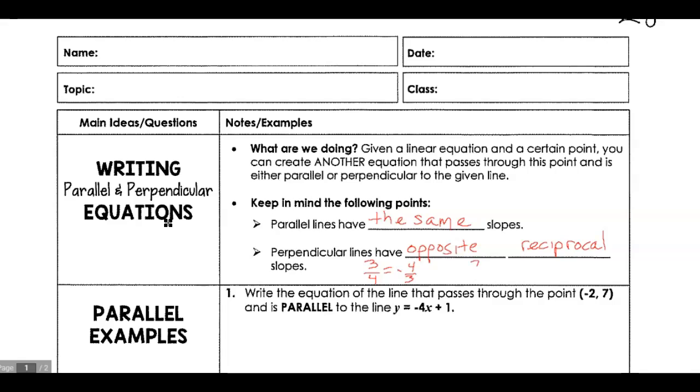If it's a whole number, so let's do -7. You always put it over 1, and then you flip that fraction and do the opposite. So -7 becomes -7 over 1. Flip it to 1/7. You always have one positive. You always have one negative.